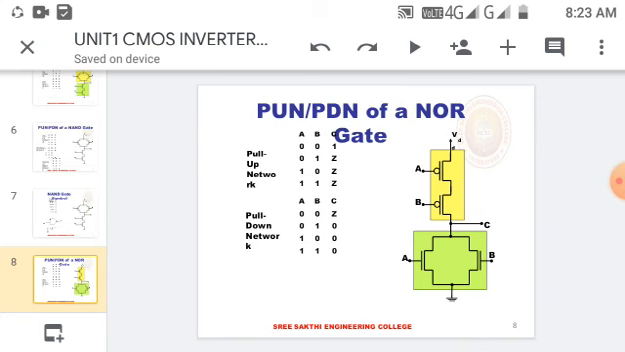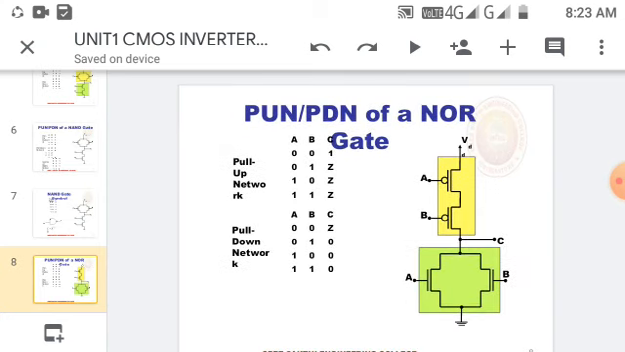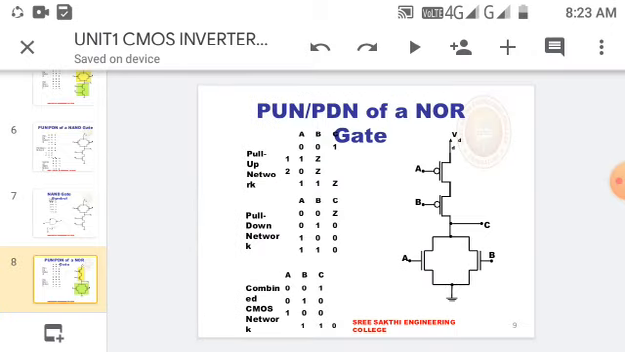Here also we are going to consider what the output will be if A and B are given as the input. What is the value of C for PDN as well as PUN? That is given in your truth table. Combinedly we can call them A, B, C. A and B are the inputs. So A equal to 0 and B equal to 0, the output will be in one condition.